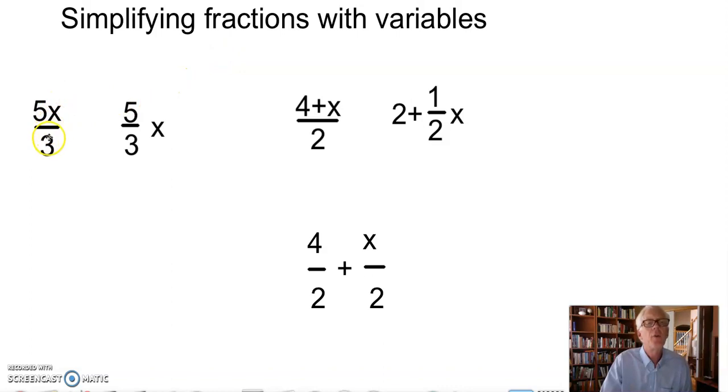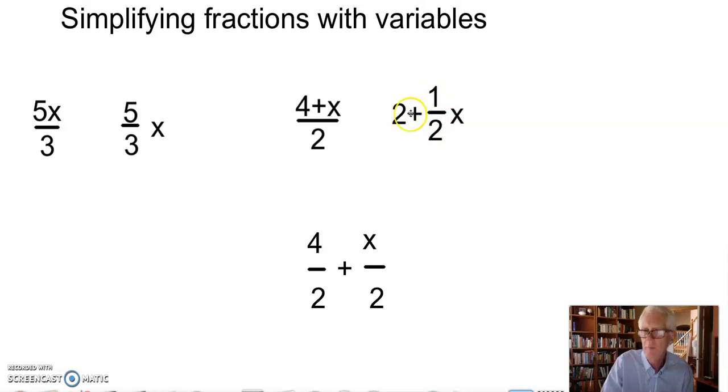Okay, 5 times x over 3 is the same as 5/3 x. This is simplifying this fraction. They're the same thing. And here's the one that can be tricky. 4 plus x divided by 2 is the same as 2 plus 1/2 x.